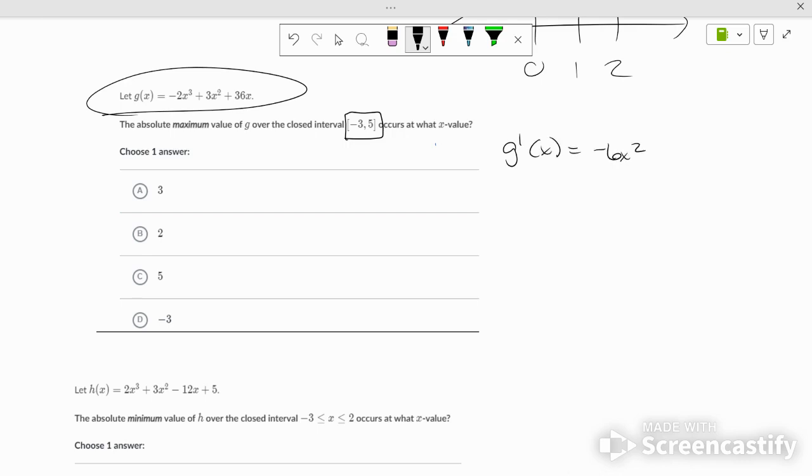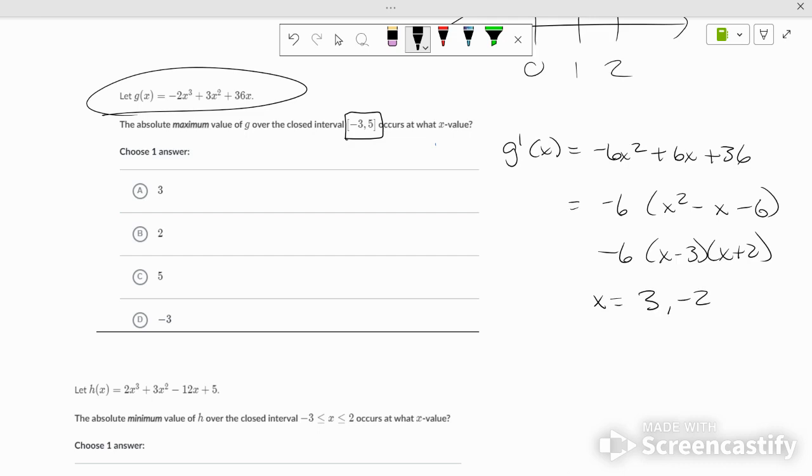Negative 6x squared plus 6x plus 36. Factor out a negative 6. Then you get x squared minus x minus 6, which is negative 6 times x minus 3 times x plus 2. So x equals 3 and negative 2 are my two critical numbers.